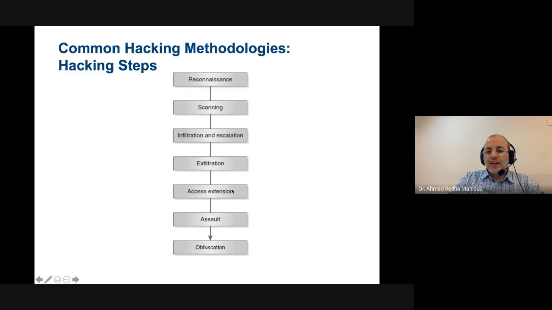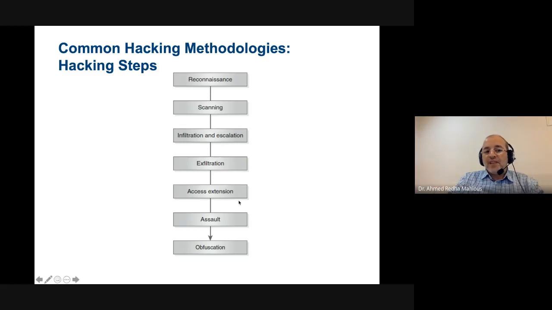You can also find, as part of the hacking steps, access extension. That means you get access to the system and you install additional exploits. For instance, you will install new malware or new rootkits inside that system in order to continue access to the system at a higher level.